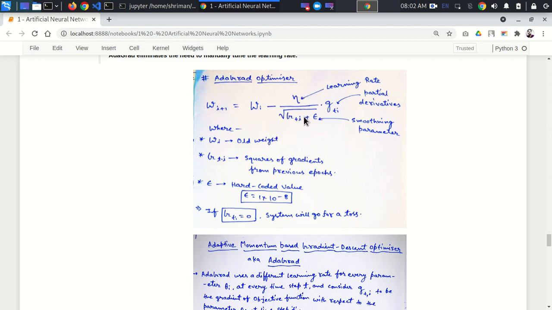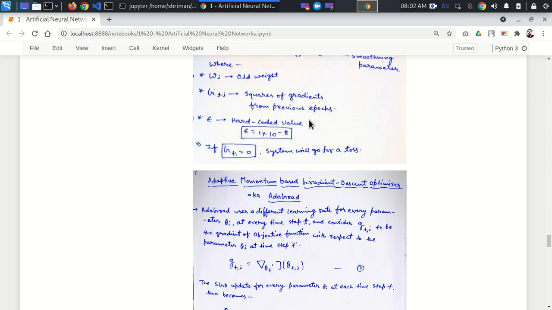If this particular thing is equal to 0, what will this learning rate become? This learning rate will become undefined, right? Undefined, and in that case you will not be able to do anything and your system will go for a toss. So these are very important things.